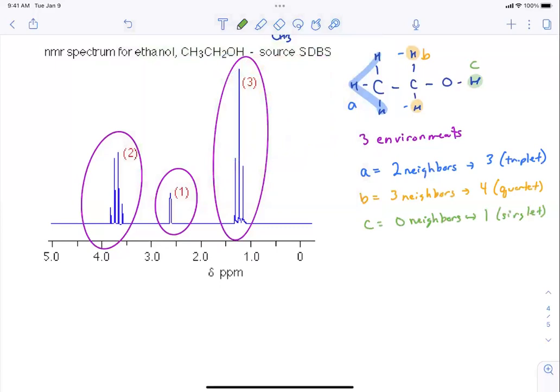So are those splitting patterns represented in our diagram here? Yes, we have a quartet on the left, a singlet in the middle, and a triplet on the right. So again, double check. That's the second confirmation that these match each other. Yes, correct, only neighboring C's to the C that the H is bonded to. Correct.